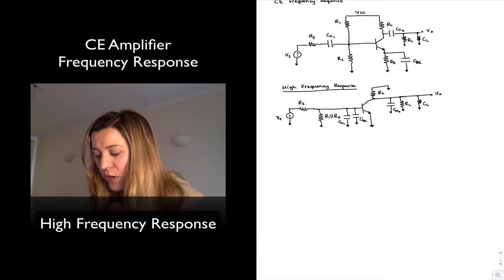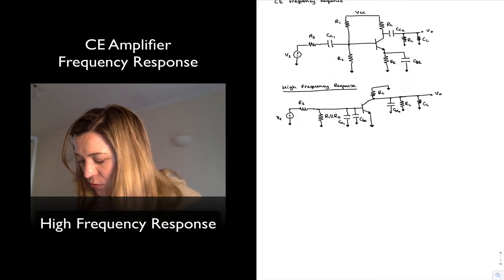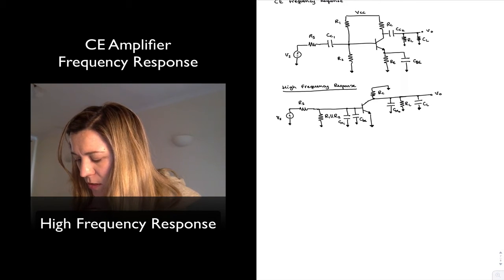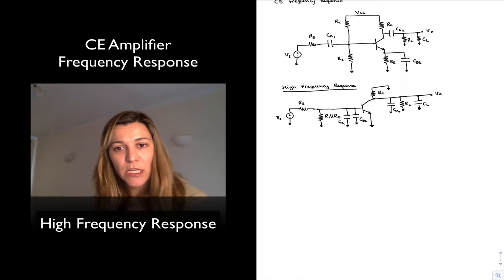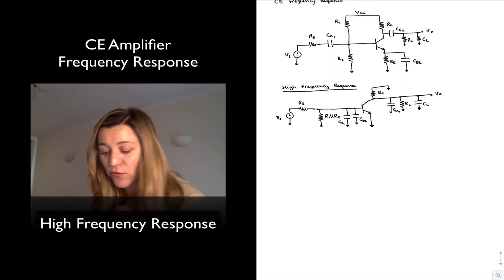Now, you may say, well, there are 4 capacitors here, and I just noticed I wrote CL as a resistor, but that's actually a capacitor. You may say there are 4 capacitors here, shouldn't we have 4 high cutoff frequencies?